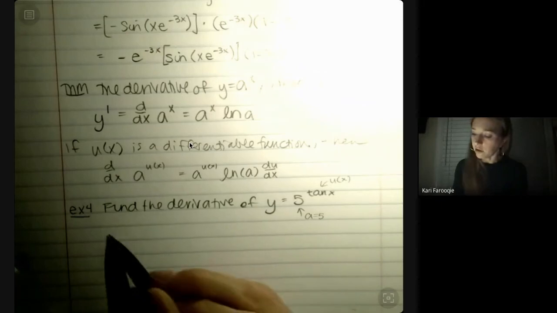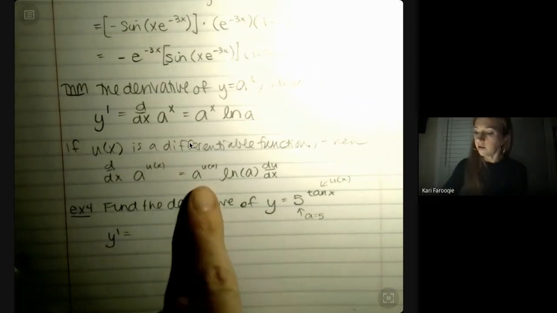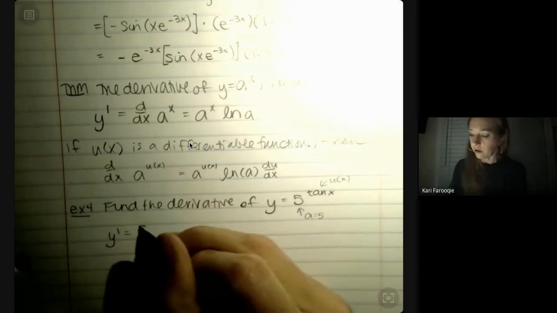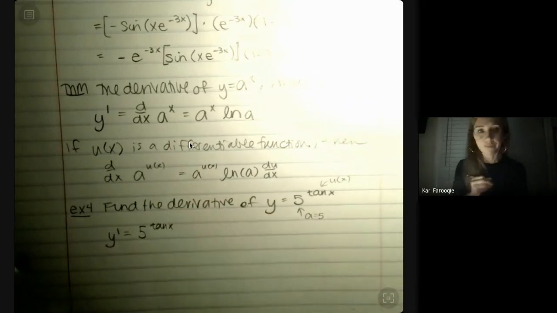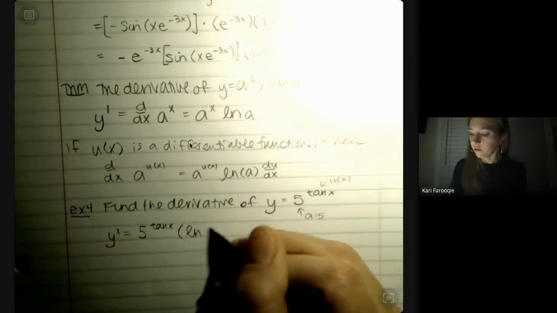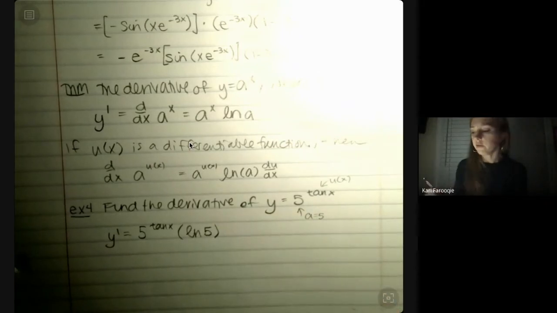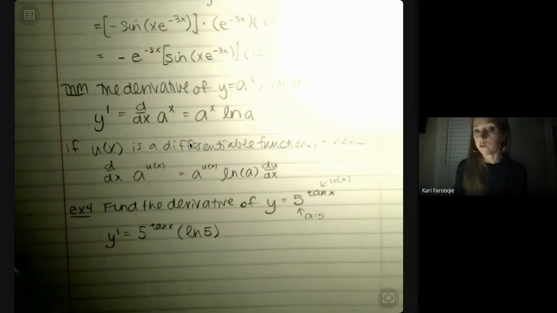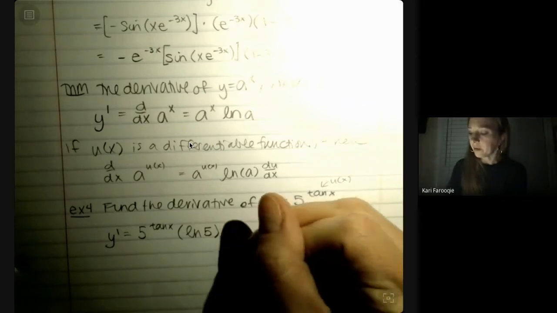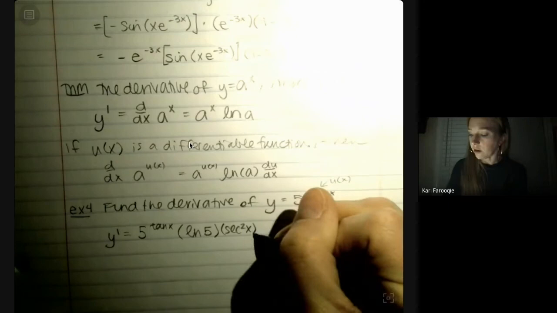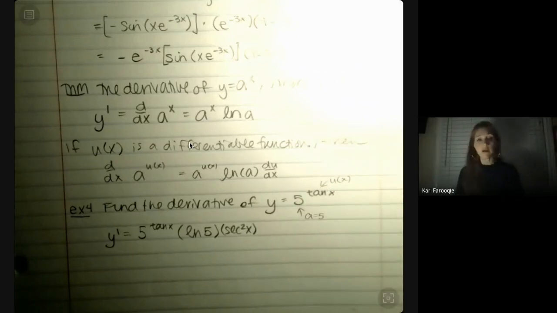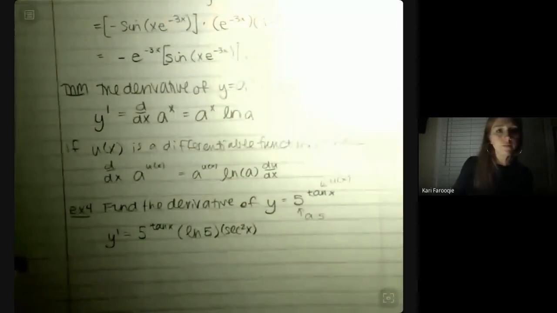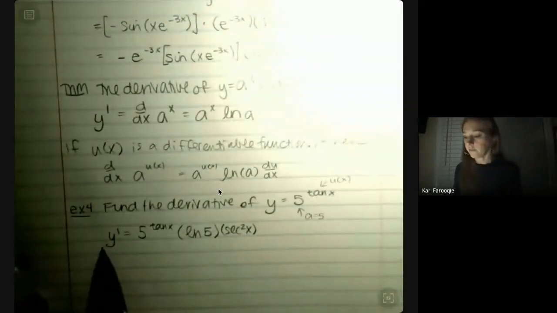So our derivative then, y prime, is a to the u of x, so 5 to the tangent of x, times the natural log of 5, and then times du dx. So the derivative of u with respect to x is the secant squared of x because u is tangent. So we'll write secant squared x. And this is another one where there really isn't some lovely, wonderful way of writing it to make it look great. I'll just leave it like this. This is the way it is, and it is just fine. There's your derivative.